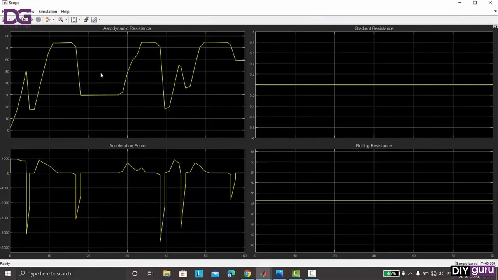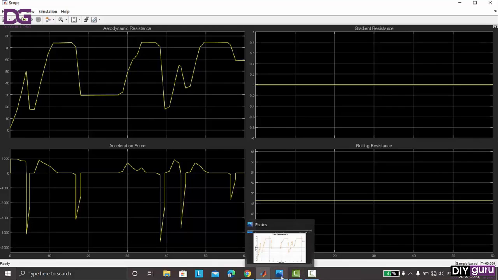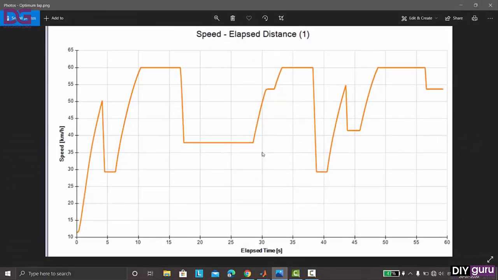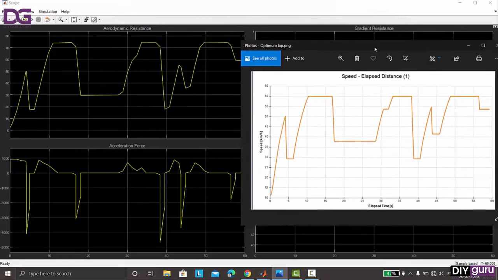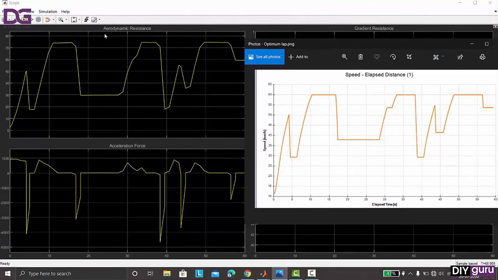This is how the aerodynamic force varies according to the velocity profile input given to the vehicle, and this is the acceleration force. The velocity profile input given to our model is this, which we got from Optimum Lab, which you will be learning about later in this course. So this is how the aerodynamic force is according to our input, as aerodynamic force is proportional to the square of the velocity. So it gives a similar shape to the velocity profile input which we have given.